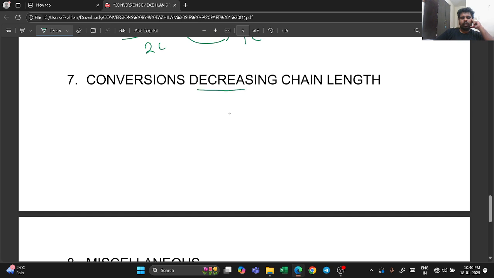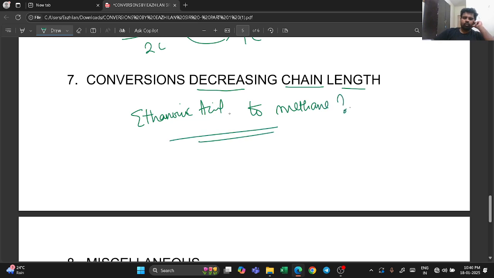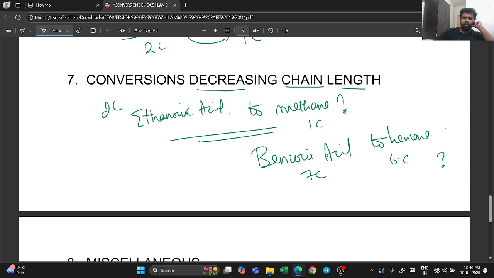And at the last part of this particular video, conversions involving decrease in the chain length. Okay, so how can we decrease? For example, ethanoic acid to methane. So how can I go with this conversion, ethanoic acid to methane, or benzoic acid to benzene? Basically in benzoic acid you have 7 carbons, and in benzene you have 6 carbons. So how am I going to do such kind of conversions? In ethanoic acid you have 2 carbons, and in methane you have 1 carbon. So in such type of conversions there is a decrease in the carbon number by 1 carbon.